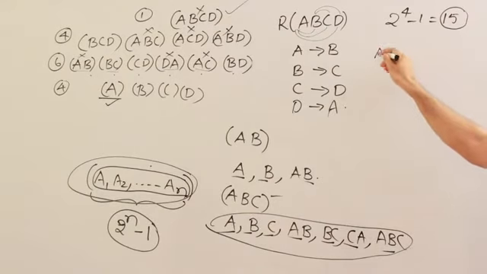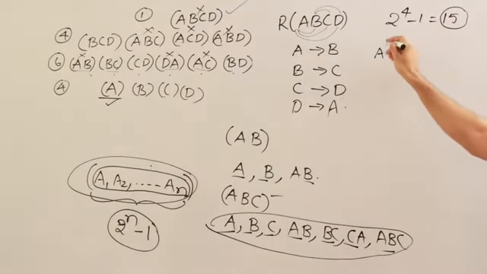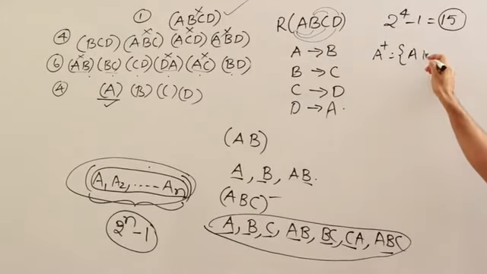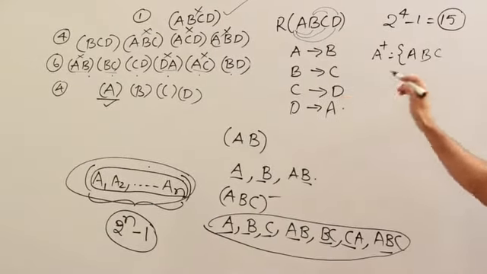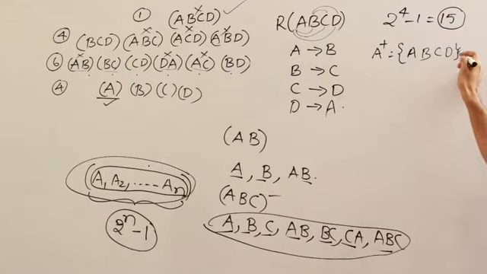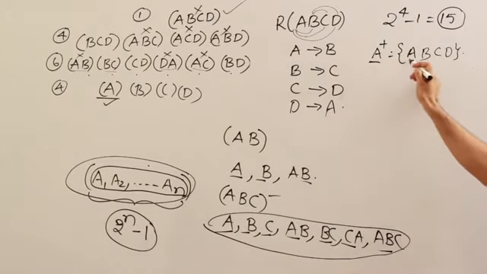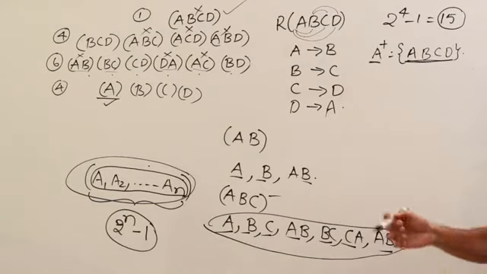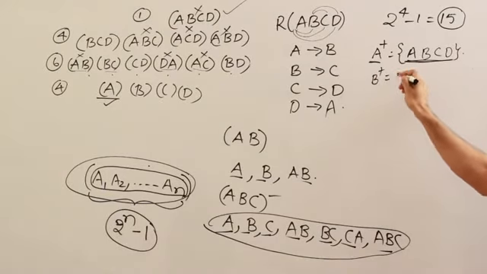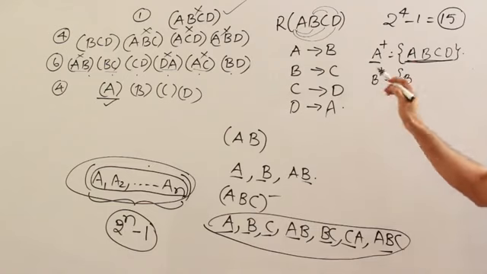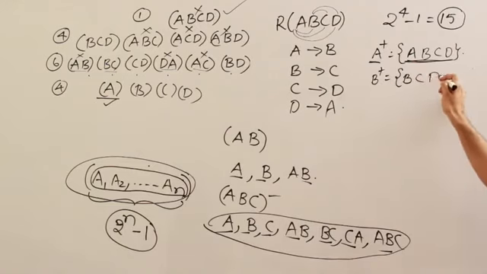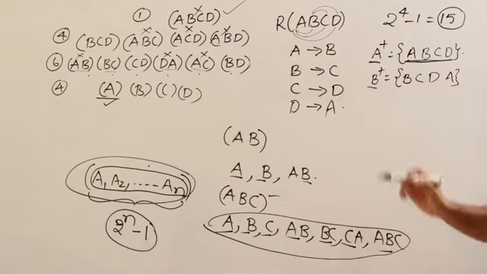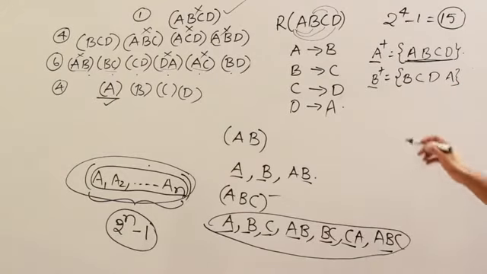Now let me see if A is a candidate key or not. How can I find out? Find out A plus. What does A plus give? A, and because of A I got B, because of B I got C, and because of C I got D, right? Therefore A is able to derive all the attributes uniquely. So A is a candidate key, right? And what about B plus? So we get B, and because of B we get C, because of C we get D, and because of D we get A, right? And we got all of them. Therefore B is going to be a candidate key. B is also a possible candidate key, right?